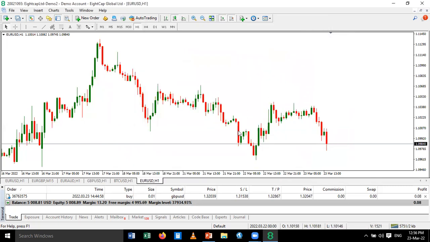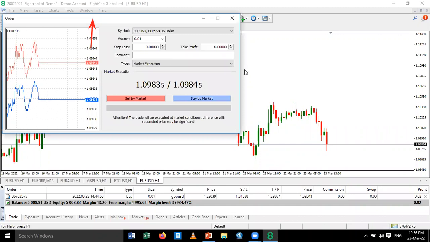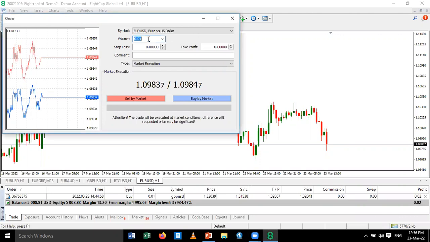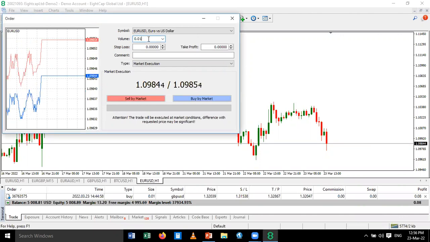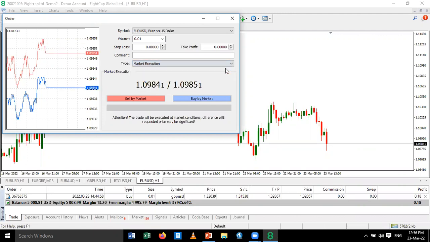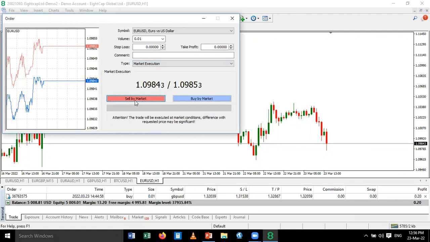Okay, now this is a chart of Euro USD, and I want to practice a sell on this. Just like the previous one I did, I'll go to new order, click on new order. This dialog box comes up. The symbol shows me the name of the currency pair, volume shows me my lot size. I choose the same lot size, 0.01. And then I come to type, I still leave it at market execution because I'm doing an instant execution. Then I click on sell.